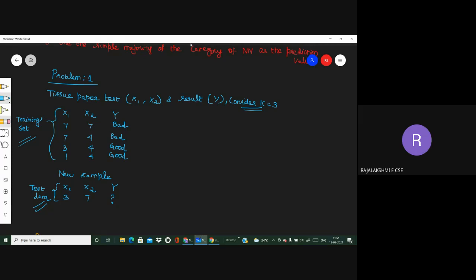What I have to do first, the first step is to find the distance. So first I have this x1, x2, and I will calculate the squared distance right here. I'm just calculating the squared distance here.